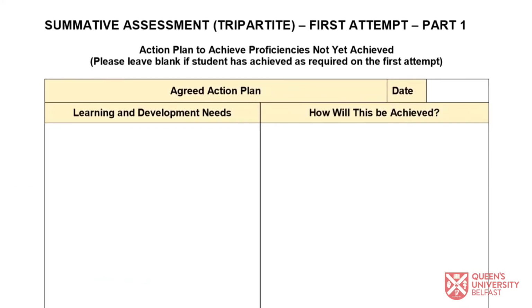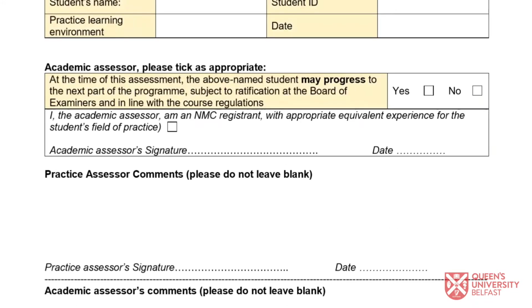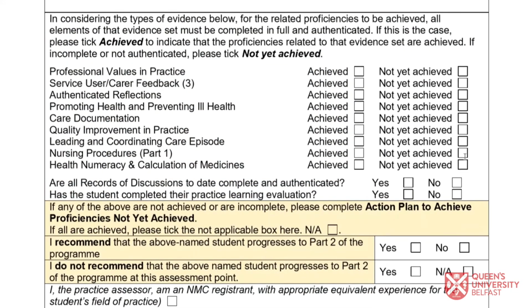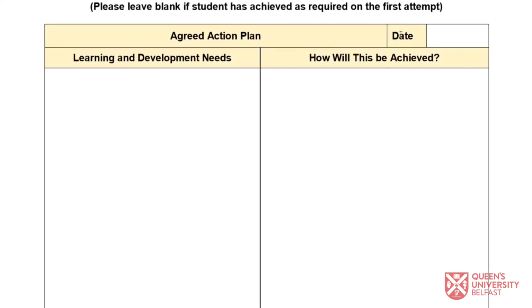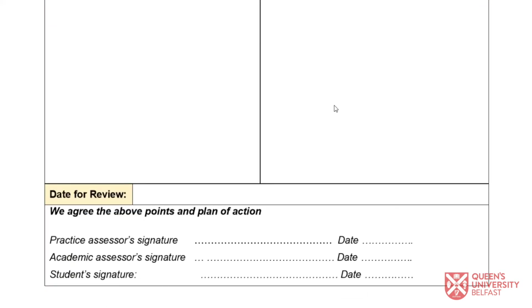Now, if the student has not achieved, then the agreed action plan must be completed. So this is to address any of the deficits that were identified up above. So if there are not yet achieved or no's, then they must be picked up and addressed in an agreed action plan where the learning and development needs are set out for the next minimum 2-week period and how they will be achieved. And they will be signed off and agreed by the practice assessor, the academic assessor, and by the student. The date for review will also be agreed at that point.